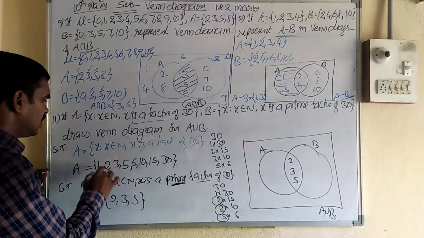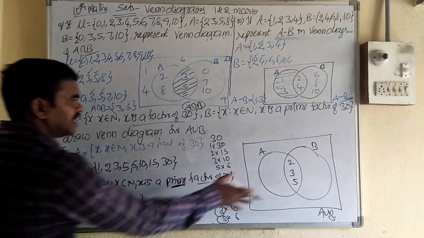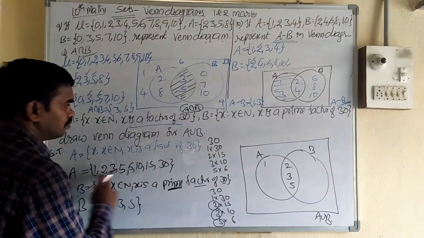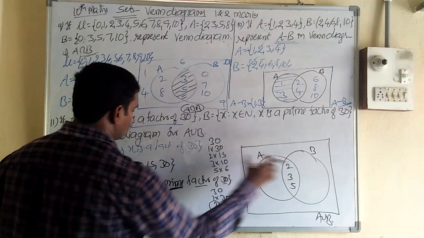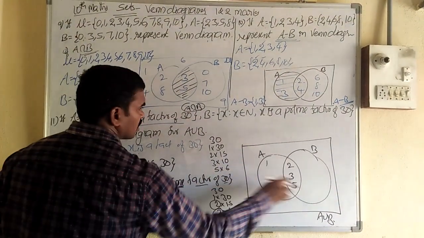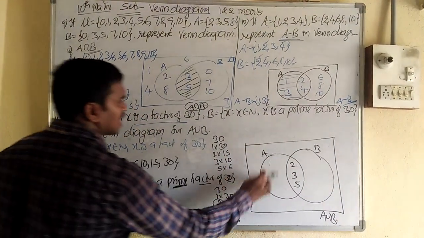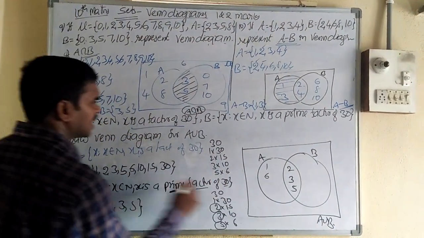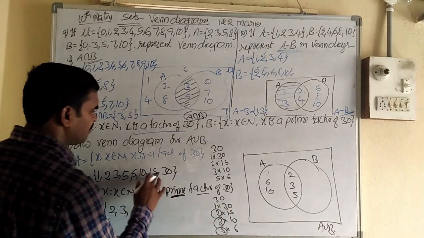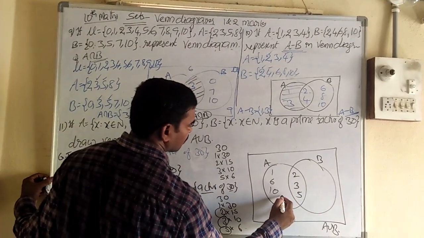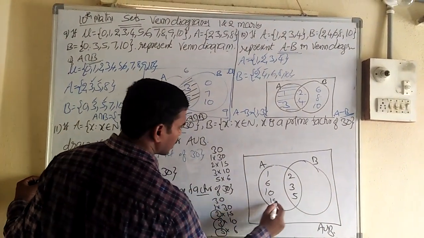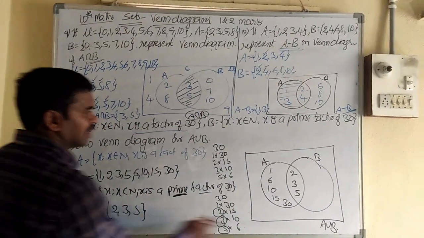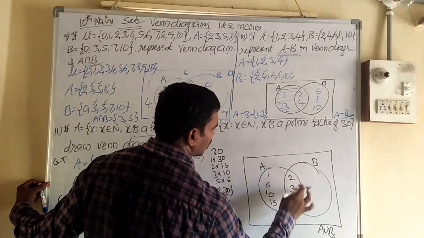A is 1, 2, 3, 5, 6, 10, 15, 30. In A we have to write. 1, 2. 2 already is in A, so no need to write. 3 also is there. Next 5 also is there. Next 6, next 10, next 15, next 30. Next B: 2, 3, 5. Got it.